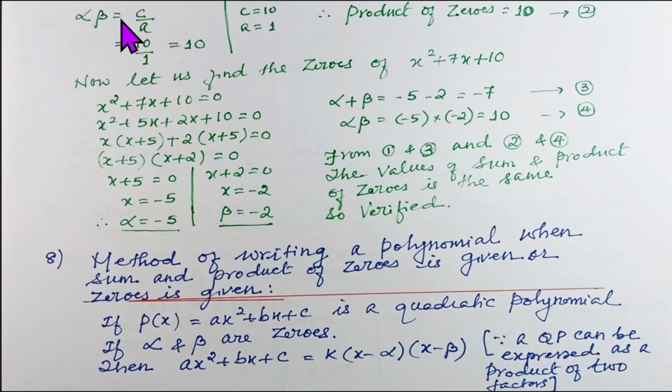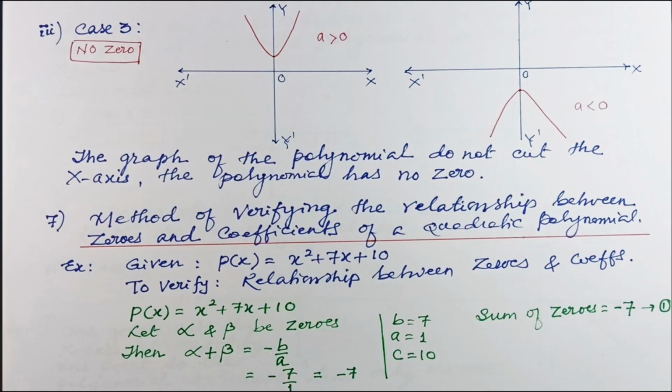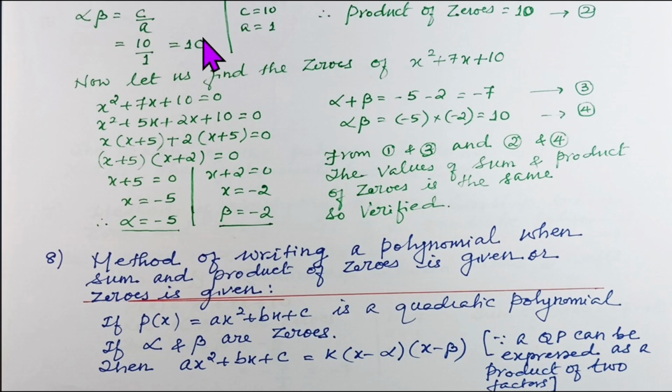Now what is alpha beta? Alpha beta is c by a, and c, as we know, is 10, and therefore alpha beta is 10 by 1, and that is 10. Now let us find the zeros of the given polynomial x square plus 7x plus 10 by the factorization method.